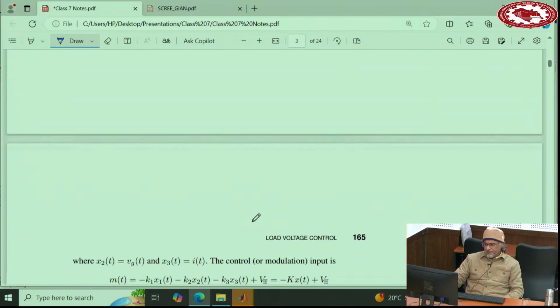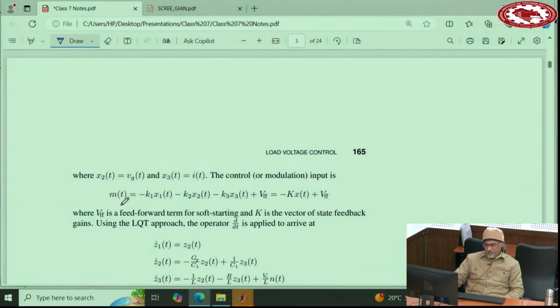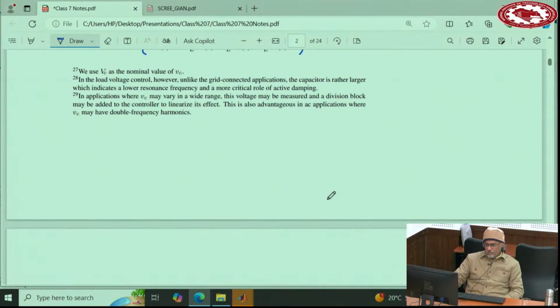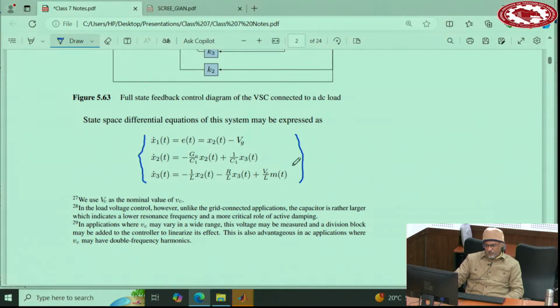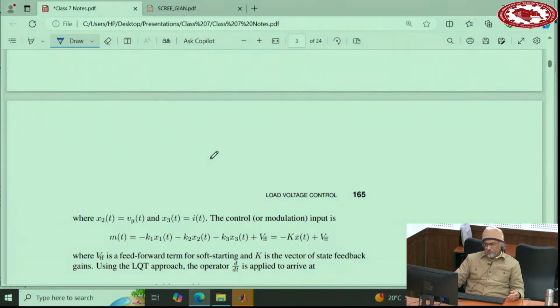Okay, and modulation index is negative K1 x1, negative K2 x2, negative K3 x3, plus the feed forward term. So negative Kx plus VFF. Now you see both the state space equation and the control equation have some additional terms. The additional term here is this one. What I mean by additional term is comparing to the LQR, or regulation problem. And in the control it is this one.